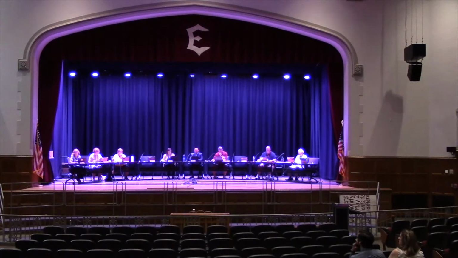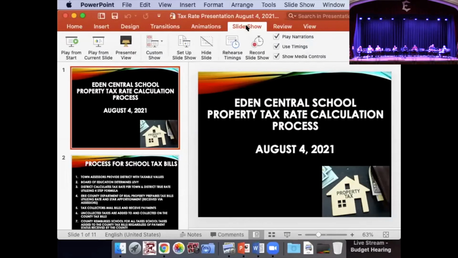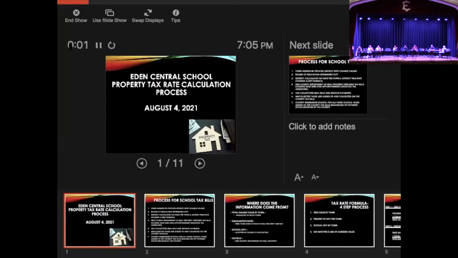We have a property tax rate calculation presentation from Mrs. Feldman. Good evening. Since today is the day that the Board of Education will be approving the tax levy for the 2021-22 school year, and the tax rates will be in the board agenda as well, I thought perhaps you might like to know what goes into a tax bill and how we get there from the budget vote. So we're going to discuss the process for the tax rate calculation.